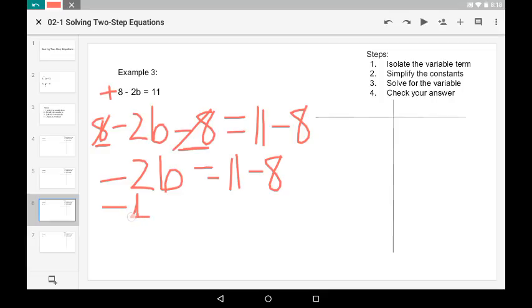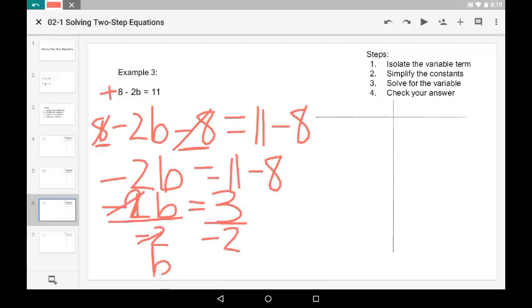Negative 2b, 11 minus 8 is 3. So now negative 2 times b equals 3. So I'm going to divide both sides by negative 2. It's going to cancel out over here, and we'll be left with b equals 3 over 2, and it's negative.